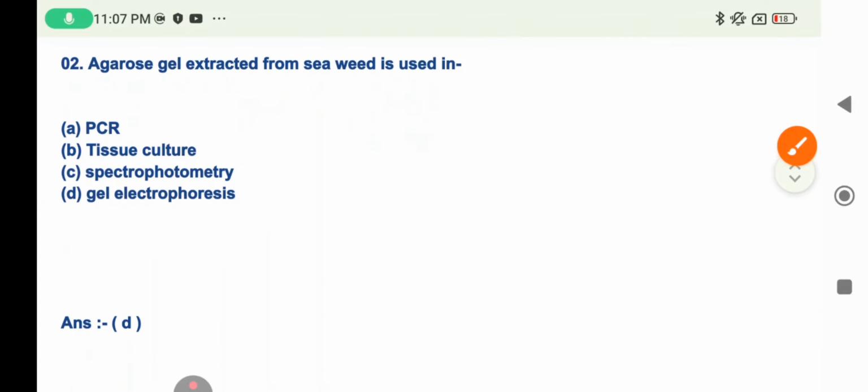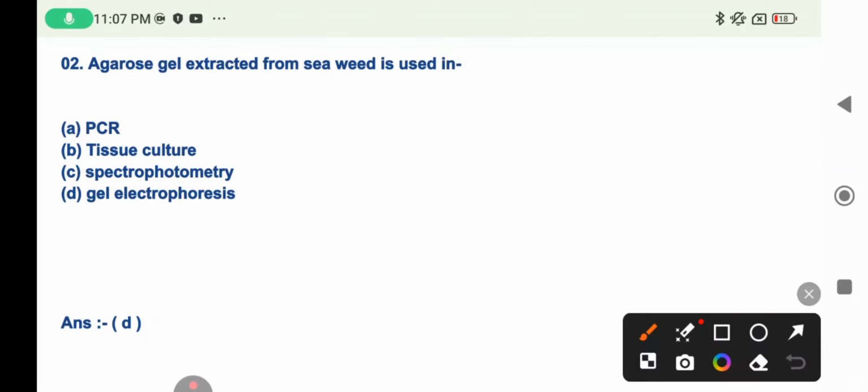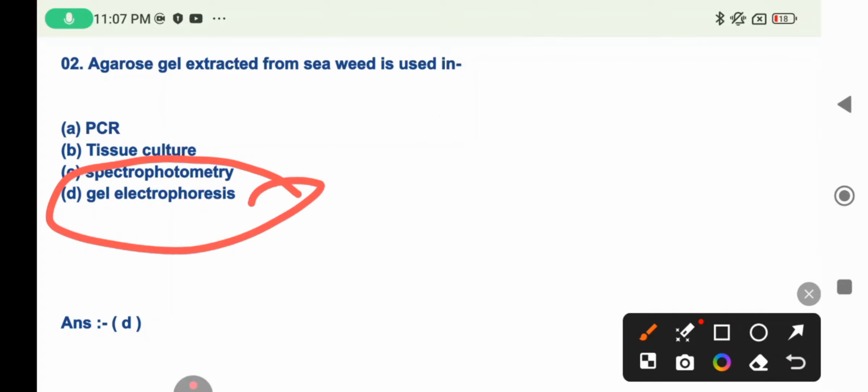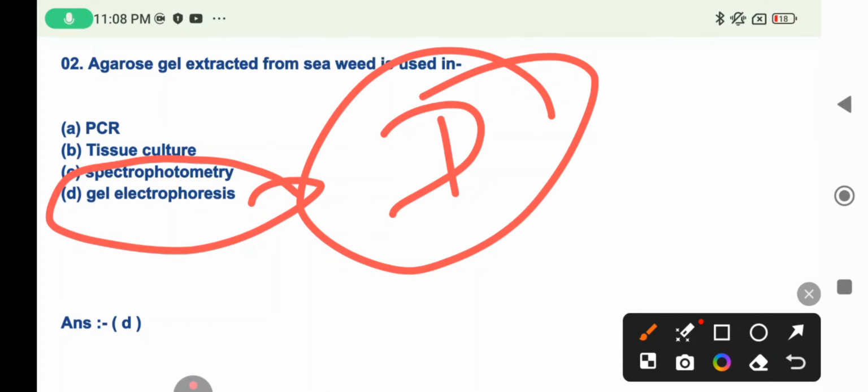Now move on question number second. Agarose gel extracted from seaweed is used in, and here the options: option A PCR, option B tissue culture, option C spectrophotometry and option D gel electrophoresis. And the correct answer is option D gel electrophoresis.